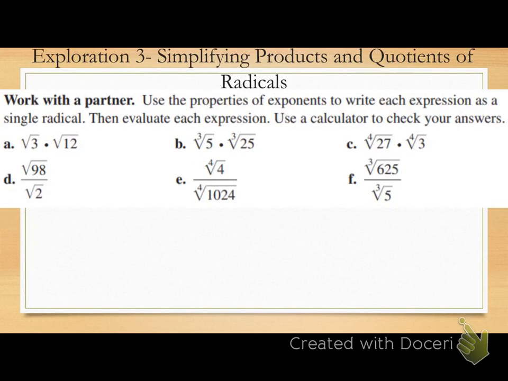All right. Now we're going to use properties of exponents to write each expression as a single radical. Then evaluate each expression. Use a calculator to check your answers. I'll give you a little bit of time to work with your partners.